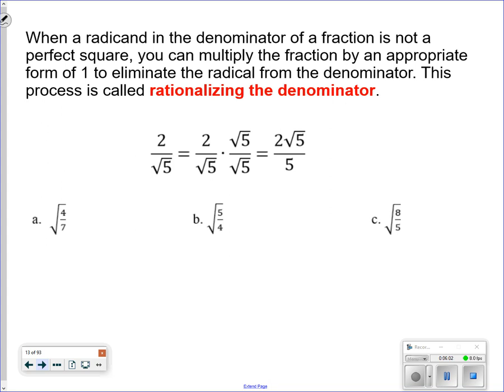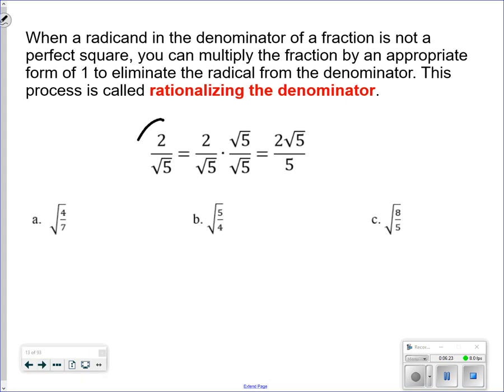All right, so where does that go? Fractions is another one, and this one gets even more complicated. You can never have a radical in the bottom of a fraction. When a radicand in the denominator of a fraction is not a perfect square, you can multiply the fraction by the appropriate form of 1 to eliminate the radical from the denominator. This process is called rationalizing the denominator. All right, let's look at the example here.